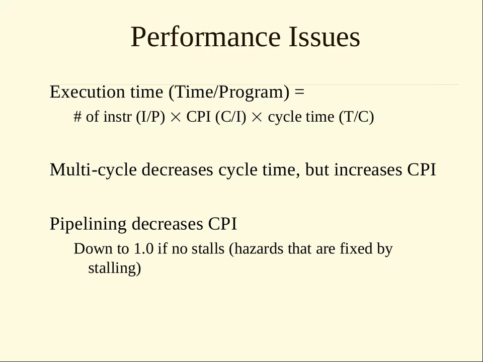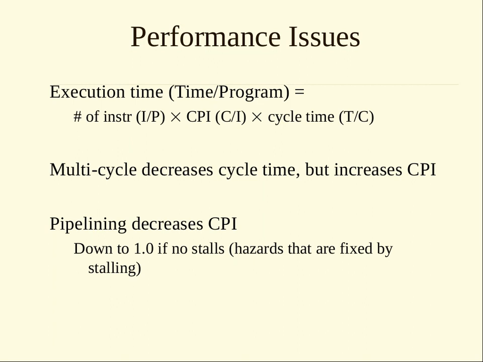Execution time is number of instructions times CPI times cycle count. Anyone missing that? Number of instructions is how long your program is, CPI is how many cycles it takes on average to execute each instruction, and then you multiply it by how long each cycle is. Okay.